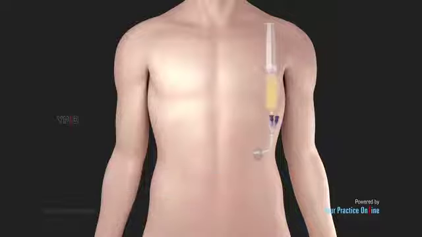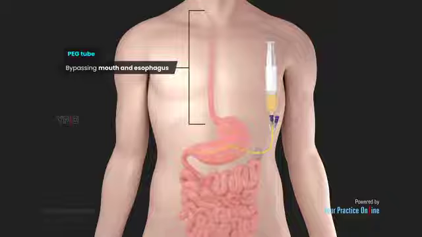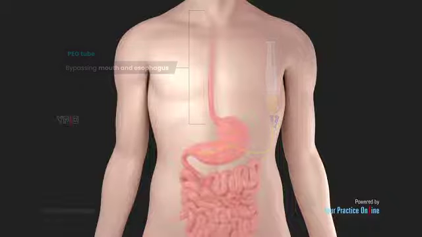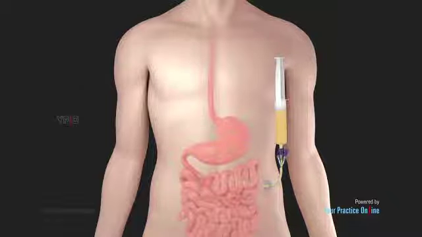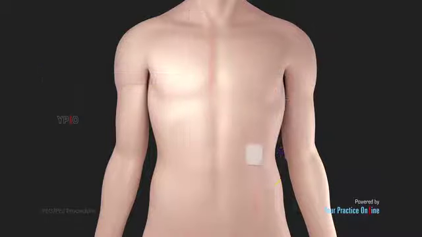PEG tubes allow nutrition, fluids, and/or medications to be given directly into the stomach, bypassing the mouth and esophagus, whereas a PEDG tube allows nutrition, fluids, and/or medications to be given directly into the jejunum, bypassing the mouth, esophagus, and stomach. Finally, the scope and instruments are withdrawn, and the incision is closed with a small bandage.